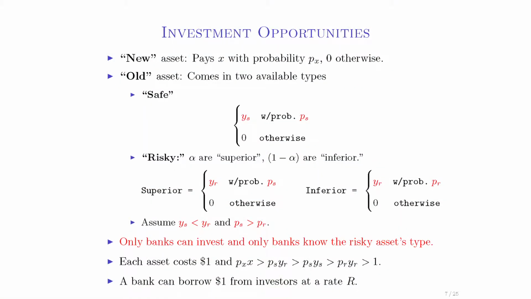Now, each asset will cost $1, and the assumptions on the payoffs will be the following. In expectation, the new asset pays more than any old asset. The superior asset, of course, pays more than the safe asset, and the safe asset pays, in expectation, more than the inferior risky asset. Okay? But all of them have a positive NPV. Finally, since there are $2 in the economy, there's going to be only investment in two assets, and the bank can borrow the dollar from the investors at the endogenous rate R. So this is the economy.